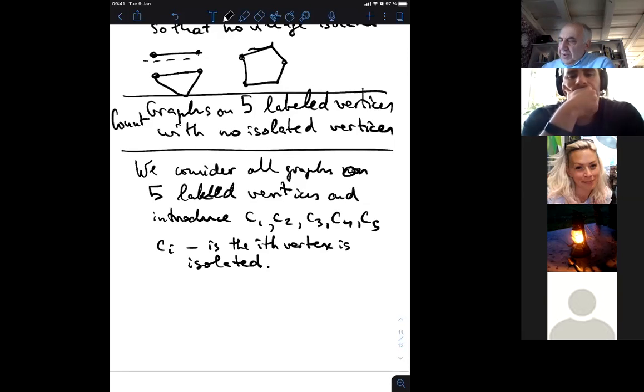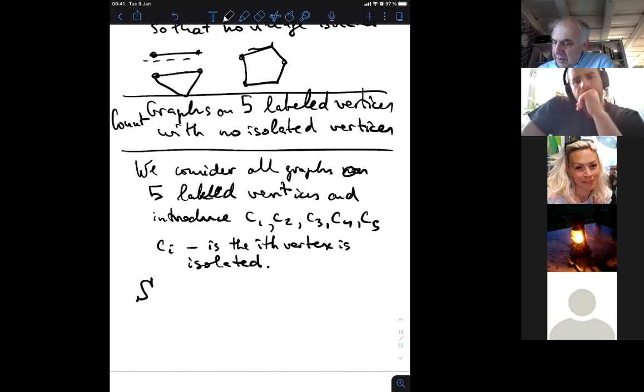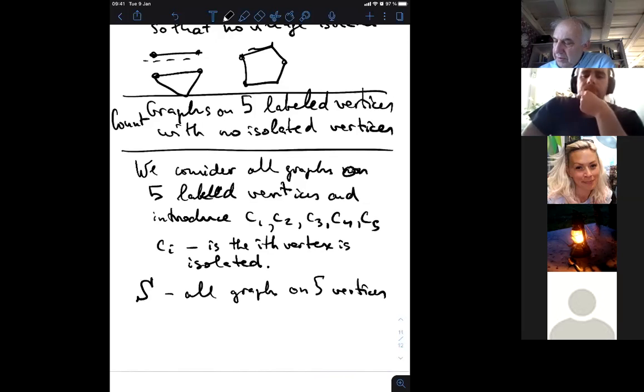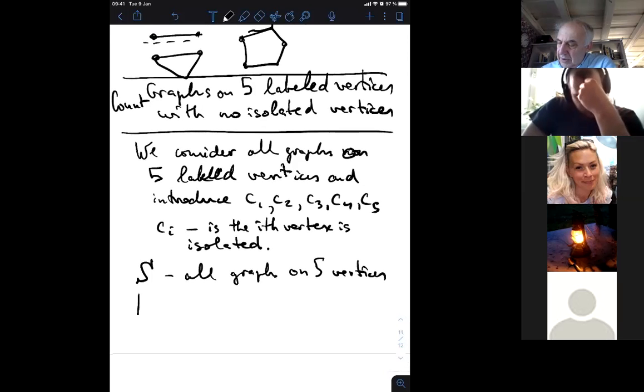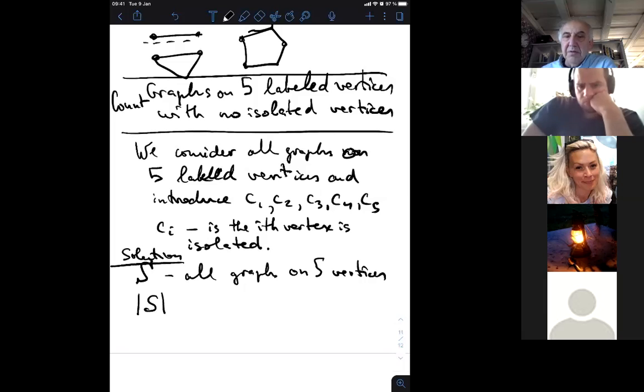So first of all, our ambient set S is the set of all graphs on 5 labeled vertices. Vertices have names, so A, B, or whatever, 1, 2, 3, 4, 5. Well, how many graphs are there? So let's count this thing. This is the solution. How many graphs are there in total? What do you think? How many graphs are there with 5 vertices?